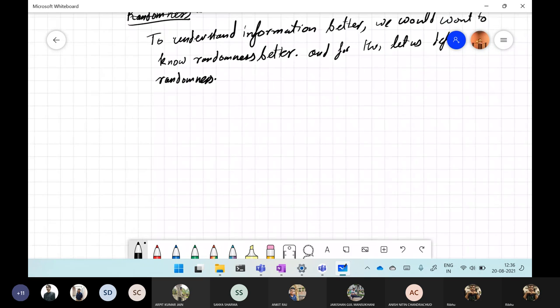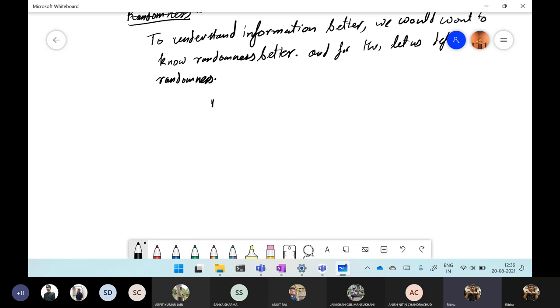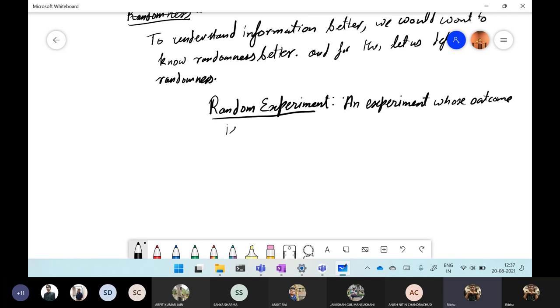So the first definition, or the first formal definition that I would introduce here, is a random experiment. A random experiment is an experiment whose outcome is not known. For example, if you try to use a pendulum to find the value of acceleration due to gravity, you would know that it will come out to be 7.5.